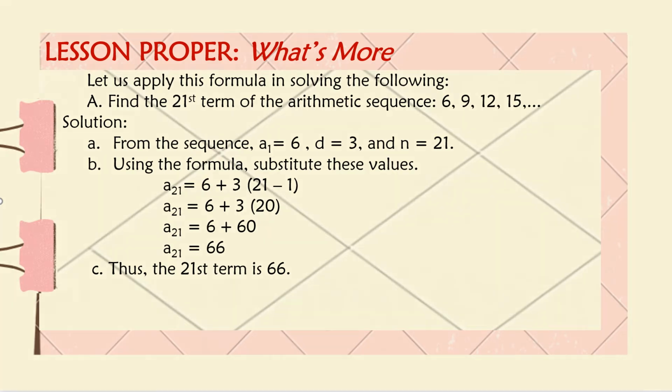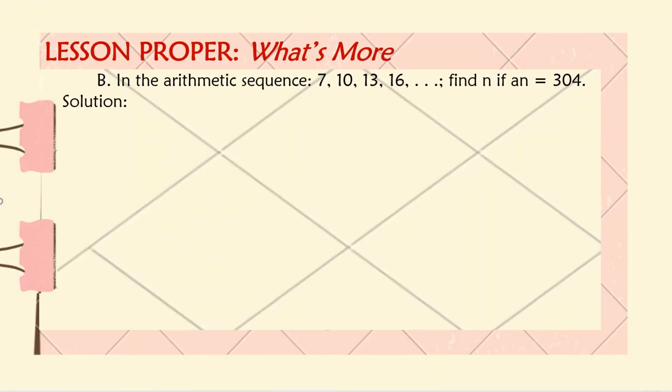Okay? So, next, let's have another case. In the arithmetic sequence 7, 10, 13, 16, find n if a sub n is equal to 304. So, dito naman, given yung a sub n. Ang hahanapin natin is yung n, or simply, kung pang ilan yung 304. So, paano natin gagawin yon?